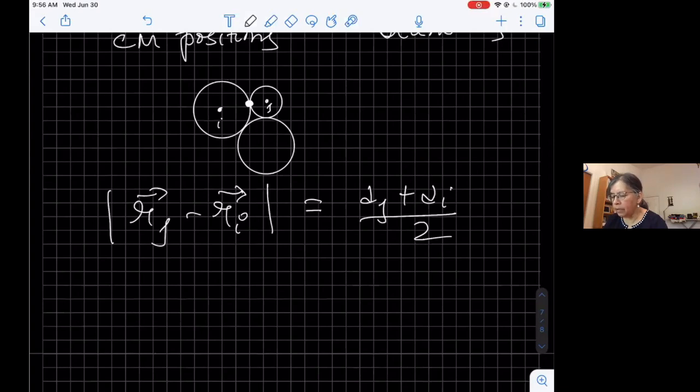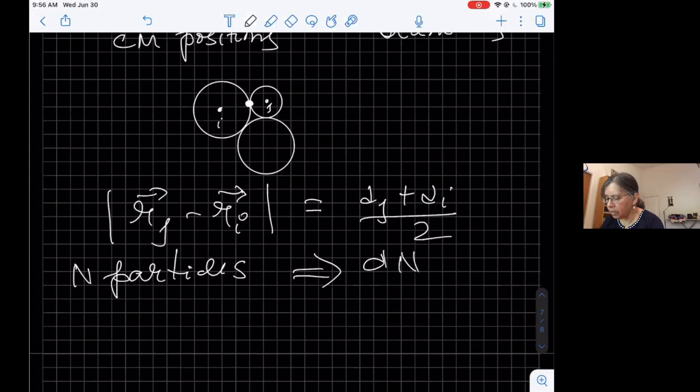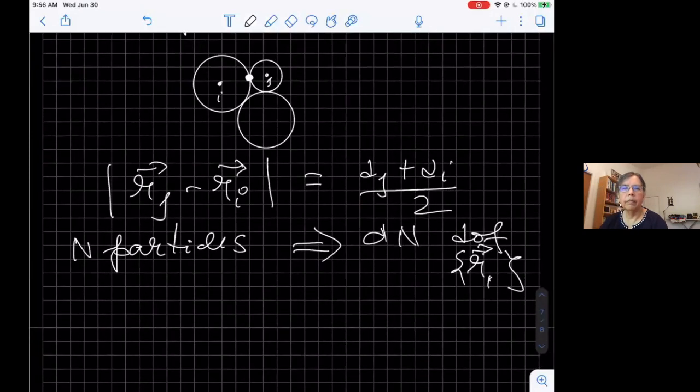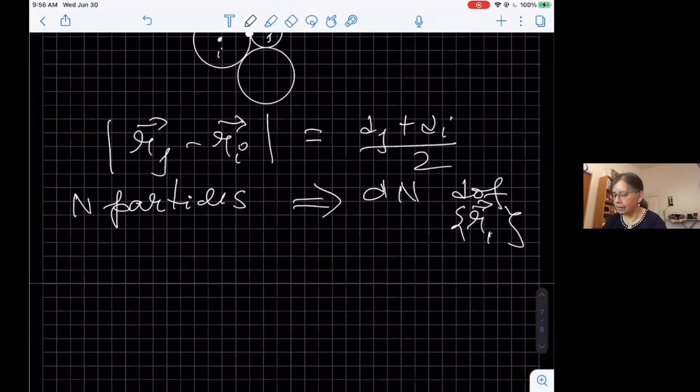How many degrees of freedom? So if I have n particles in d dimensions, I have then dn degrees of freedom, my positions, the positions Ri. Yeah? Someone nod. Or say hi. Yes. That's it. Okay.